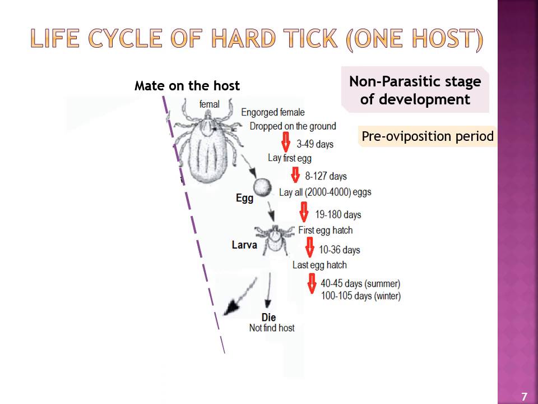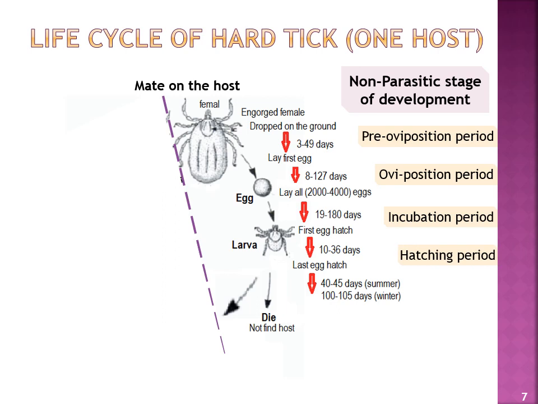So we start with the pre-oviposition period, at which the engorged female with eggs drops and lays the first eggs. Then the oviposition period, at which the female lays all the eggs, which is from 2,000 to 4,000 eggs, and then starts the incubation period, at which the eggs start to hatch.